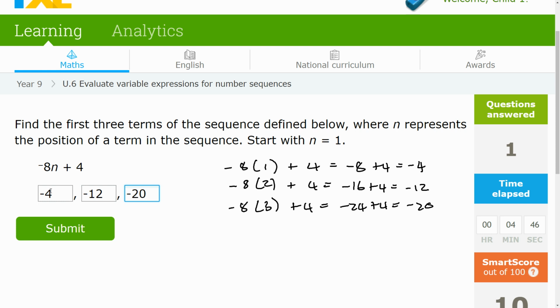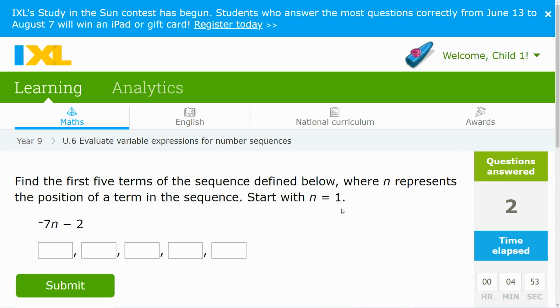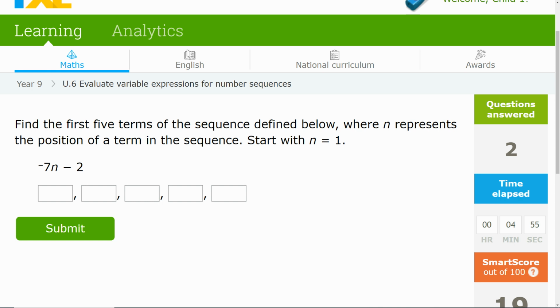Well done, Ishwan. Well done, Sophia. Well done. All right, let's make this one the last one. We'll go on to the next one, U7. Press pause and try it.